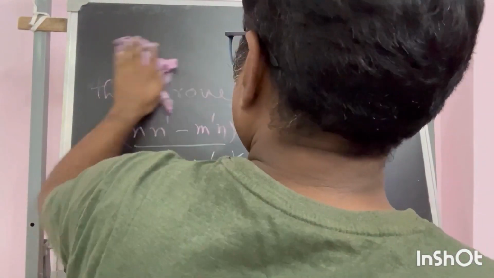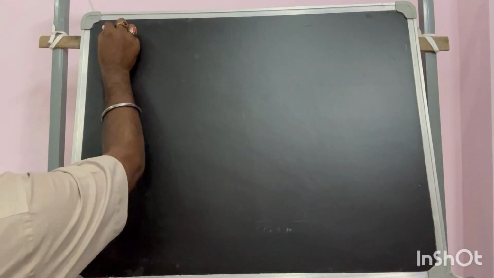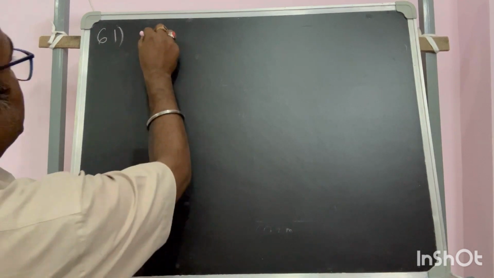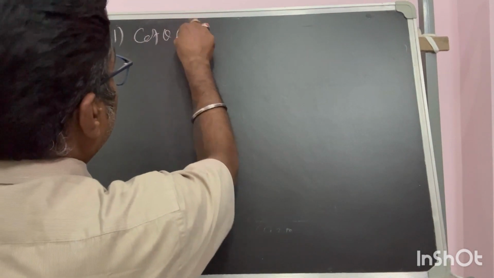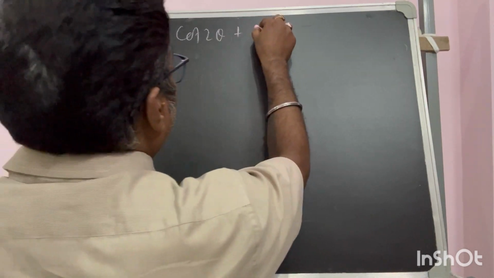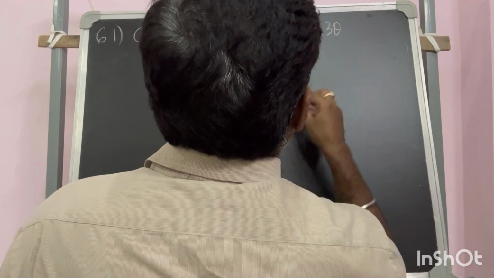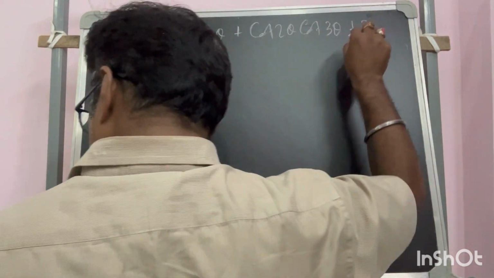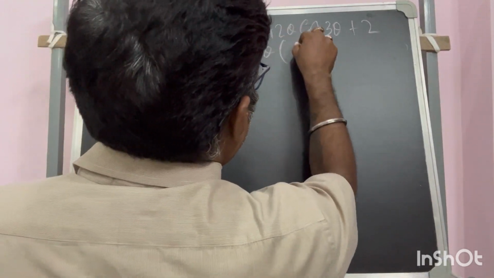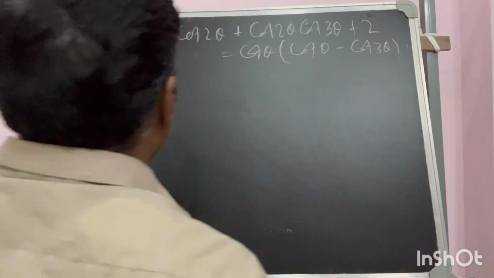Now we'll move on to problem number 61 this time, and it says cot of theta into cot of 2 theta plus cot of 2 theta into cot of 3 theta plus 2 is equal to cot of theta into cot of theta minus cot of 3 theta. That you have to prove.